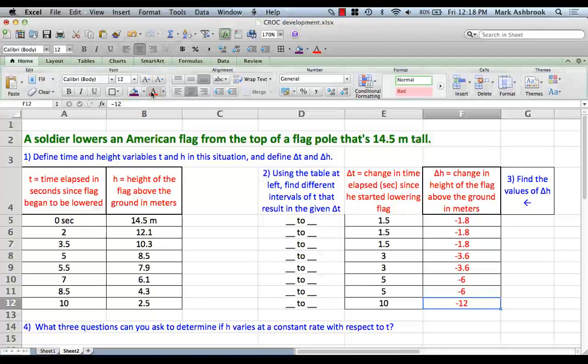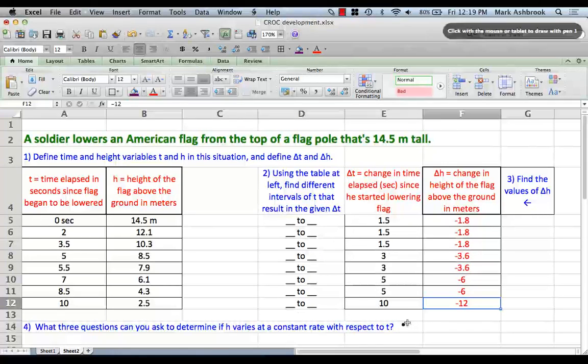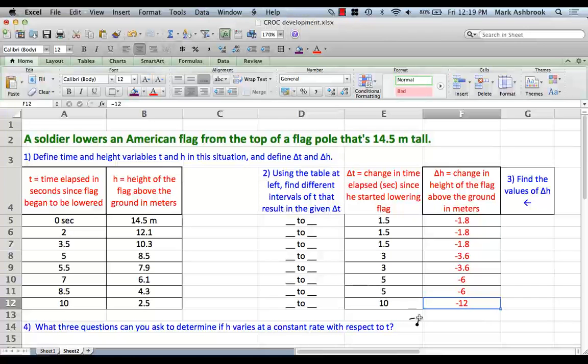So looking at this here, looking at 10 and 12. If it goes down 12 meters in 10 seconds, what calculation would you do to figure out how much it goes down every 1 second? What do you want to divide? Almost, 99%. 12 divided by 10? Negative 12 divided by 10. Okay, and we would get a value.